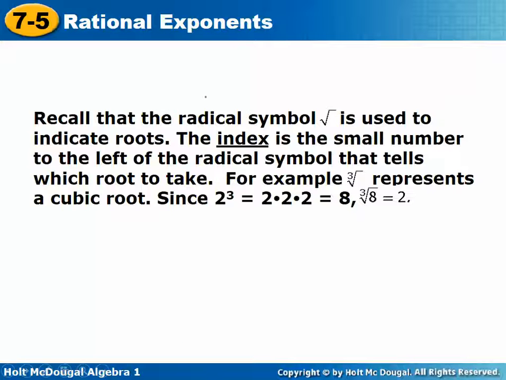So remember that the radical symbol, the square root symbol, is used to indicate a root. The index is the little number that is inside of that little gap there. If there is no gap, it's a square root. It's like a little 2 is there. But if there is a number there, then that little number tells you what root you're taking, like the third root or the fourth root or so on.